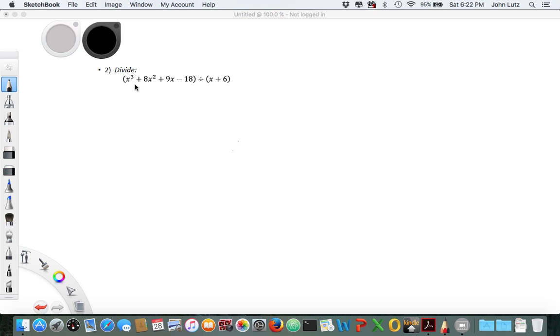Problem. We're going to divide x cubed plus 8x squared plus 9x minus 18 by x plus 6. Now, I want to remind you of the steps of long division.